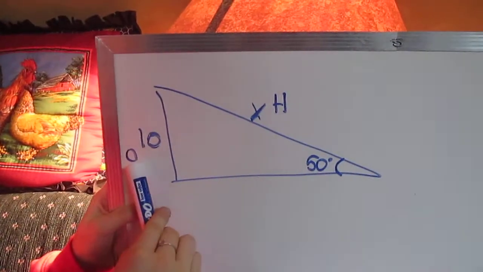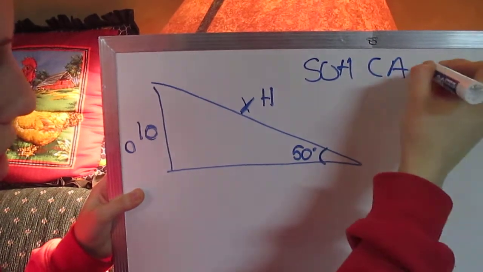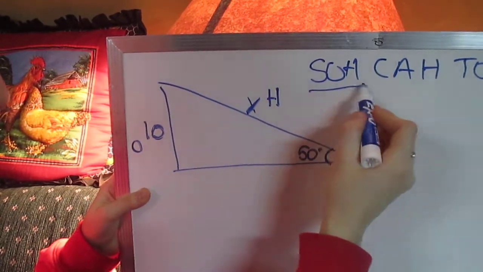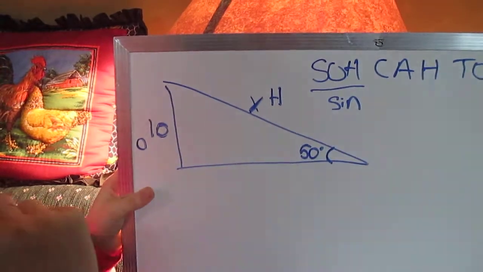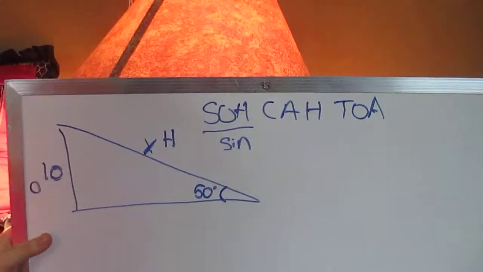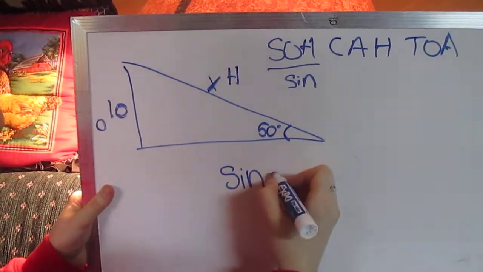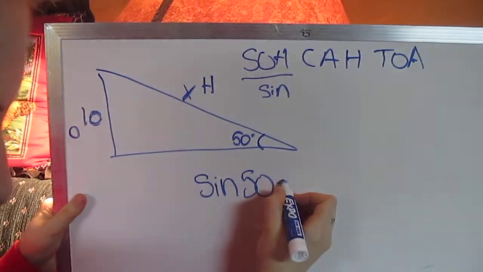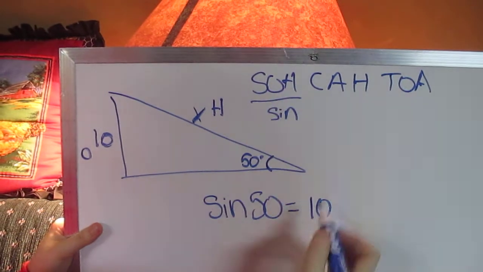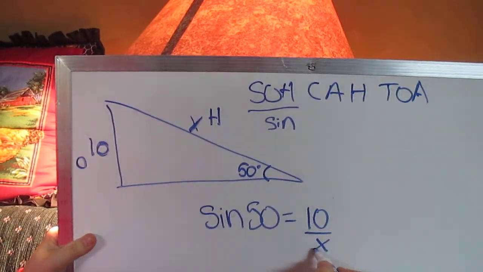So you have O and H. So CAH TOA. So with the O and H, you'll use SOH, which is sin. So you put it into the equation as sine with the angle 50 equals 10, because the O goes over the H, and you're trying to find the X.